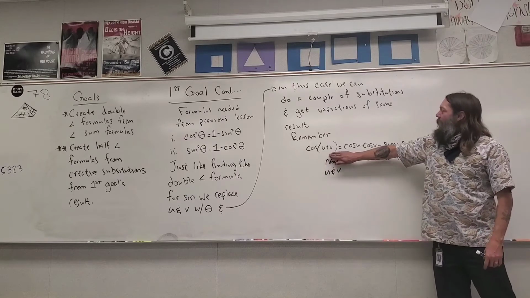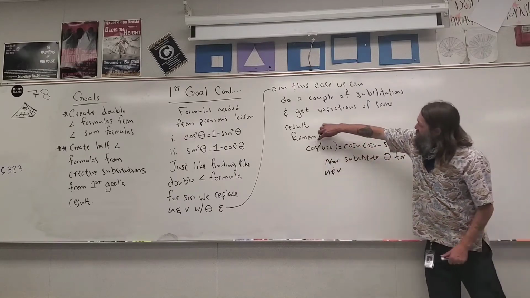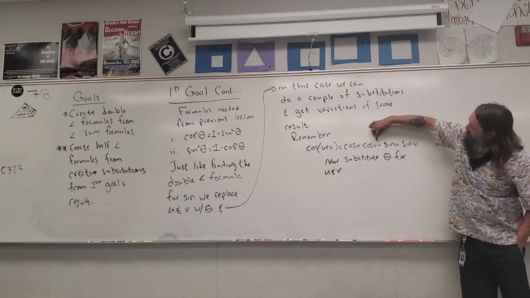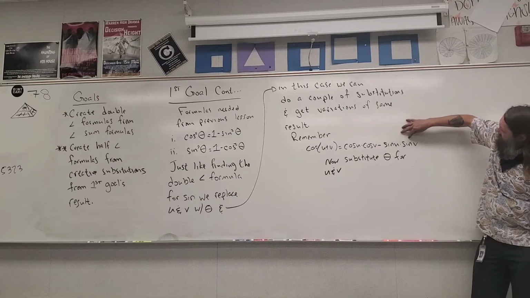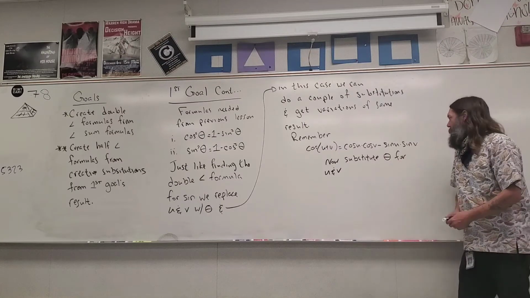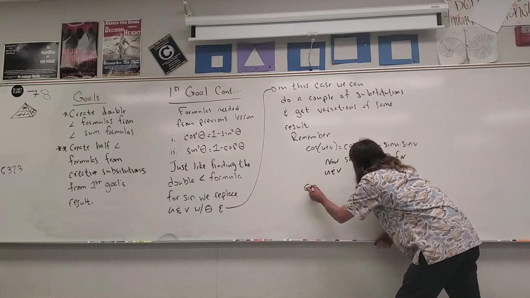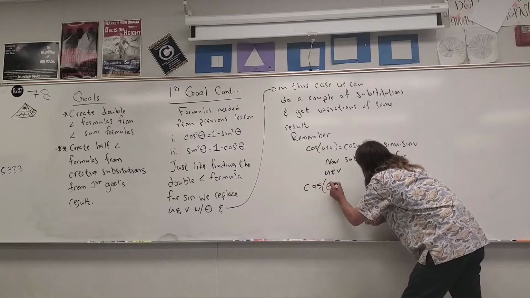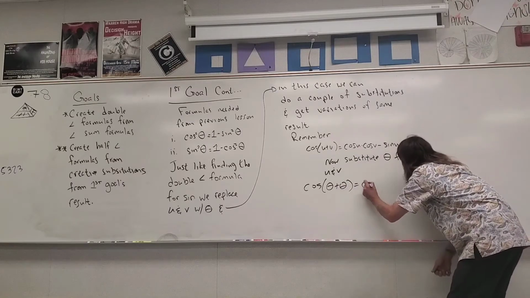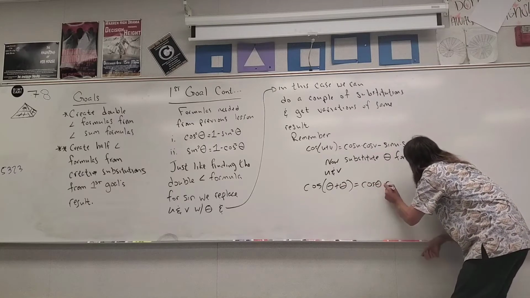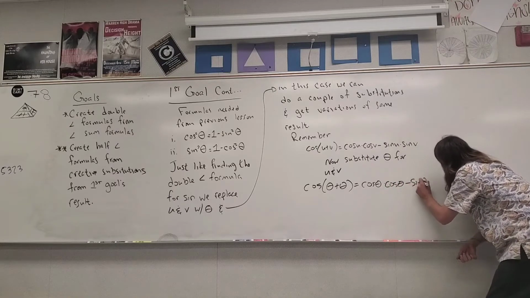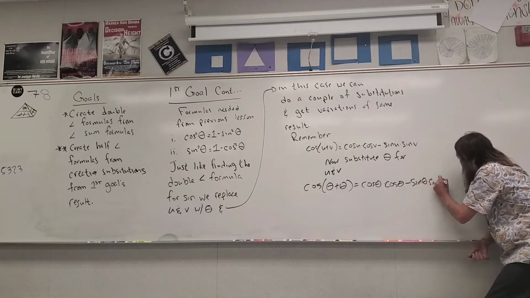Here's the angle sum formula for cosine. Cosine of u plus v is equal to cosine of u times cosine of v minus the sine of u times the sine of v. So what we're going to now do is substitute theta in for u and v, and we get the following. Cosine of theta plus theta is equal to cosine of theta times cosine of theta minus sine of theta times sine of theta.